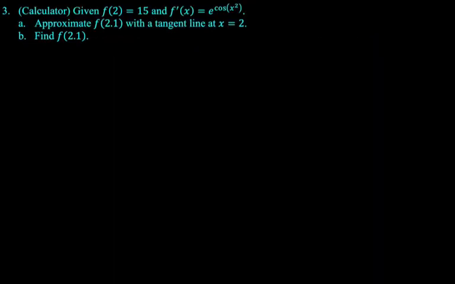All right, next up, calculator question. Good. We are given that f of 2 is 15 and f prime of x is e to the cosine of x squared. We want to approximate f of 2.1 with a tangent line at x equals 2, and then also find f of 2.1. So this is an approximation versus finding the exact value.